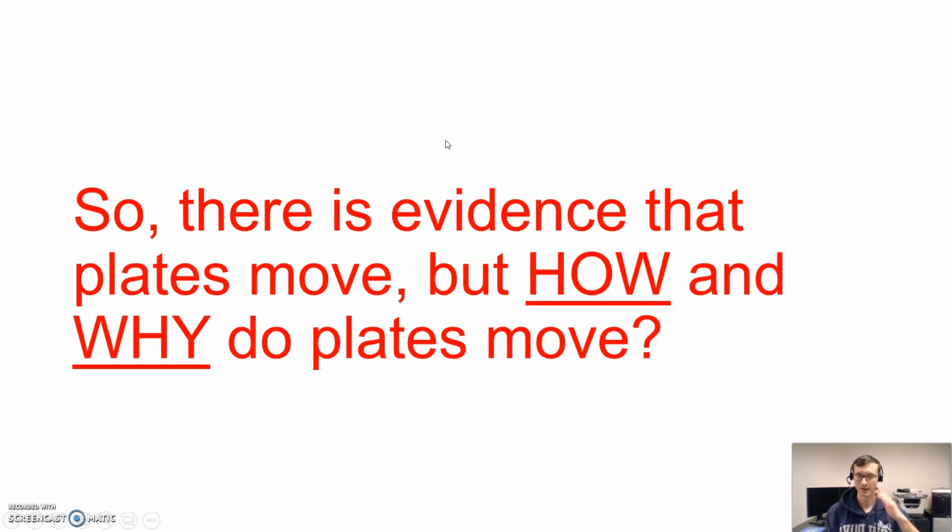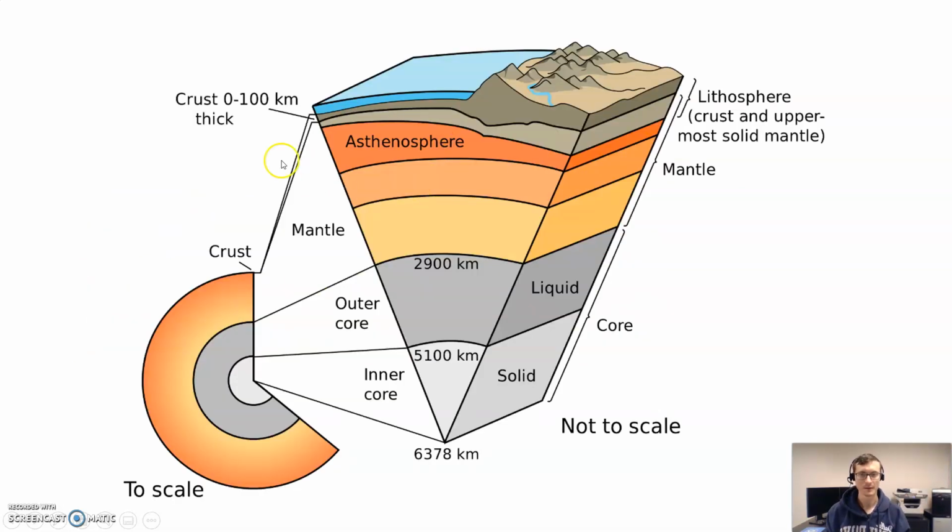So we have our evidence from before that the plates do move, continents are moving, but how and why do they move? And we're going to review just a little bit here what the interior of the Earth looks like. So we have our inner core and outer core. These are real hot. These are providing our heat source, which ends up driving everything else.